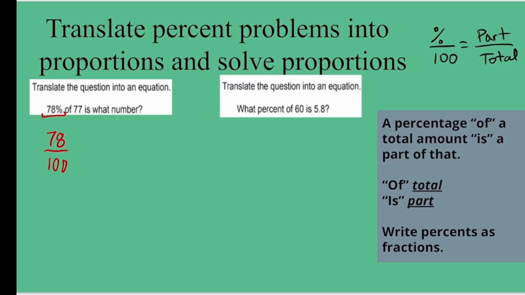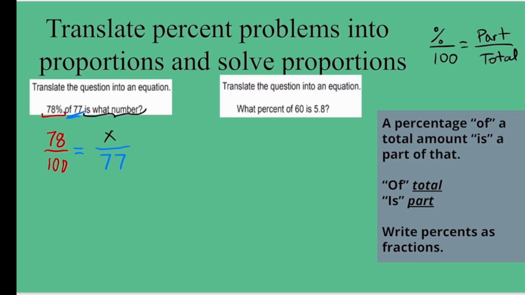That's our percentage. The of will always give us our total. So if it's of 77, that's going to go in the denominator. This is part, is your part. I don't know what that is, so that x goes in your numerator.